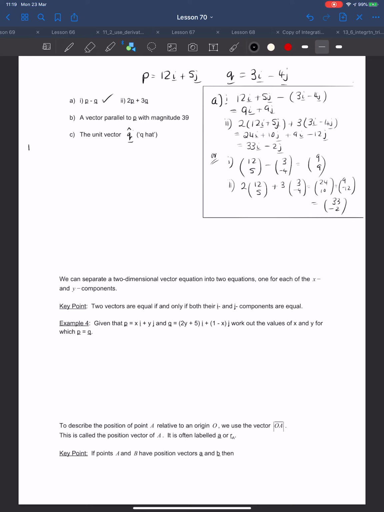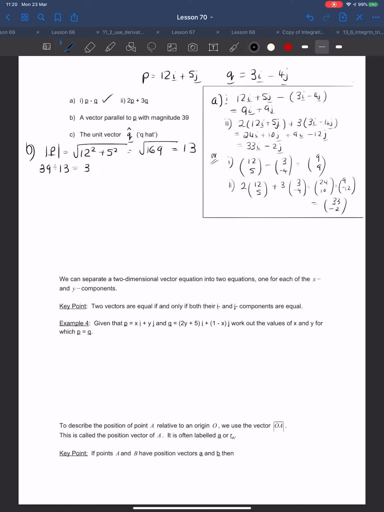B, a vector parallel to P with magnitude 39. So we do the magnitude of P first of all. The square root of 12 squared plus 5 squared. Square root of 144 plus 25, 169, which is actually 13. Okay, so 39 divided by 13 is 3. So the magnitude of P is 13.